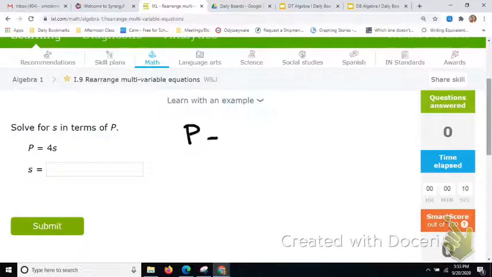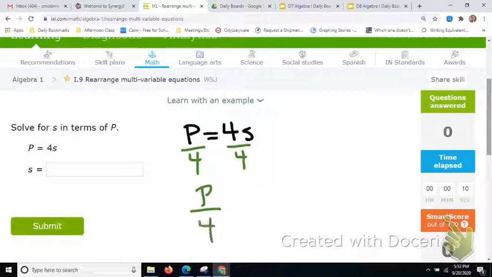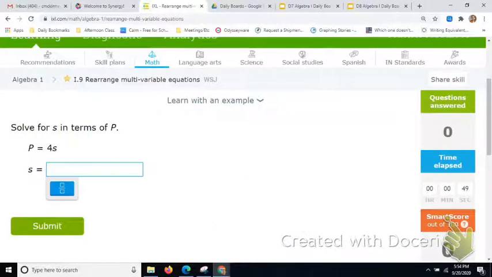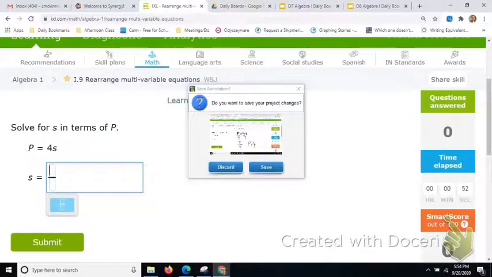It's pretty straightforward if there's only two things, I guess. And then divide by 4 to get S by itself. So then S is going to be equal to P divided by 4, or P slash 4. Oh, there we go. They actually gave us a little fraction button. So P over 4.